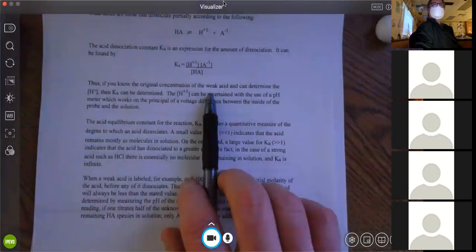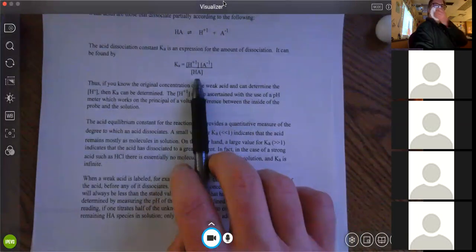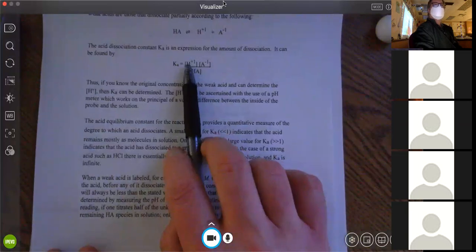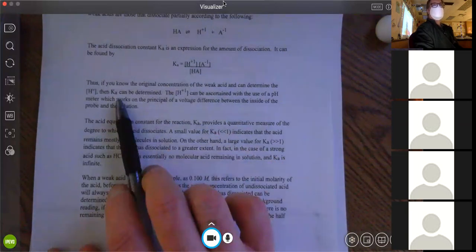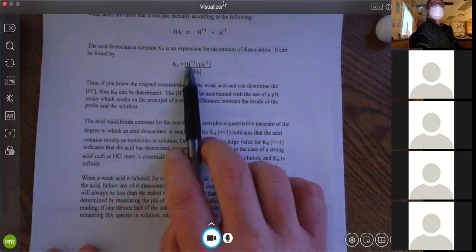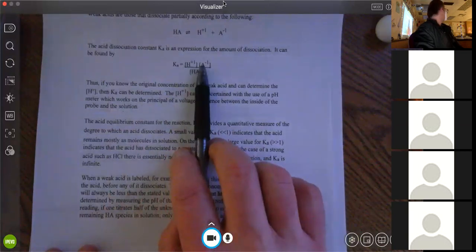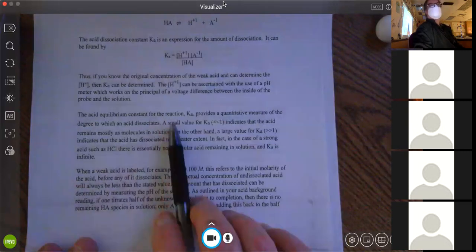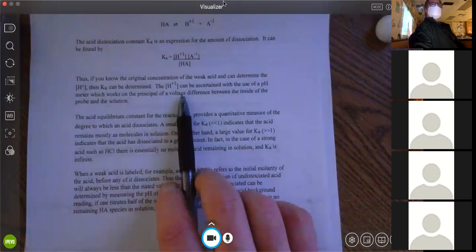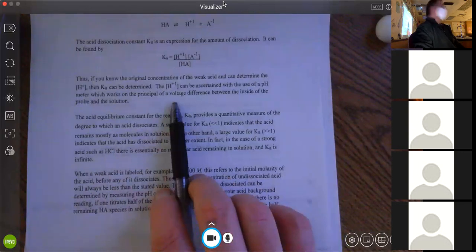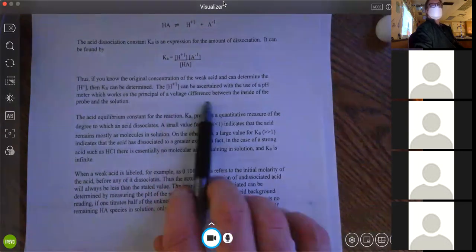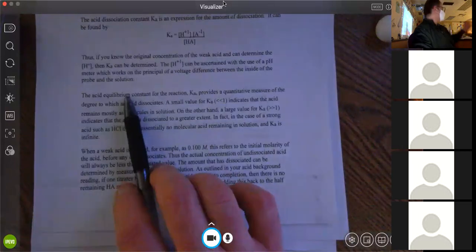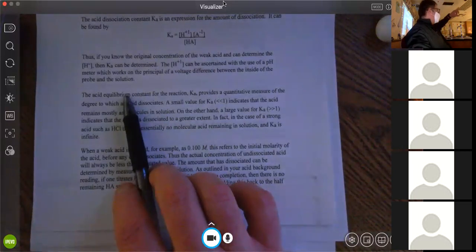If we know the original concentration, and we can determine the hydrogen ion concentration, then the Ka can be determined, because the hydrogen ion concentration is going to be equal to the conjugate base concentration, right? That's why we can always do that x squared thing up there. A pH meter, we're using the things, but they work on the same principle of voltage difference between the inside of the probe and the solution. If you look at the bottom of those, maybe you did last time, you see this little bulb. That's what they're talking about there.